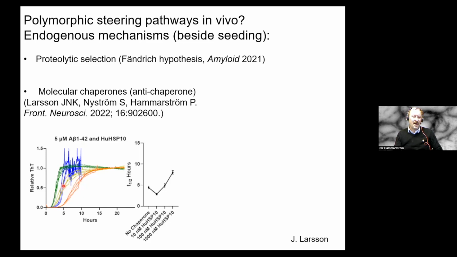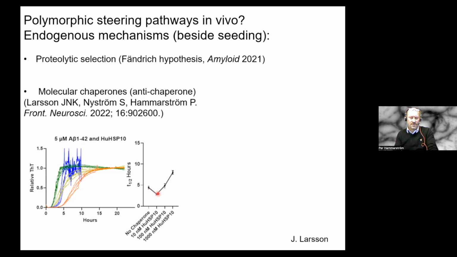The blue would be the absence of chaperones, the orange would be in the presence of 1 micromolar chaperone. It slows down conversion. You can see the T-halves here. If you increase chaperone concentration, you slow down the conversion time. And that's the expected effect of being a molecular chaperone. What's interesting is that when he looked at very low concentrations of chaperone, it seems to be a more rapid fiber conversion rate that happens.